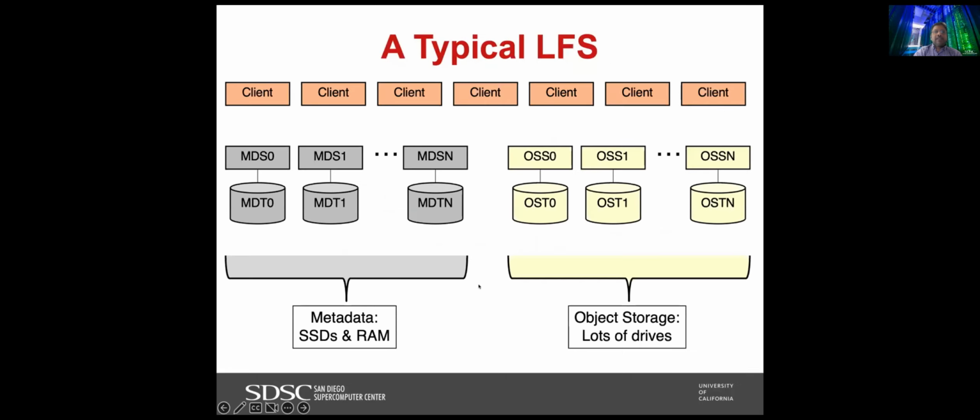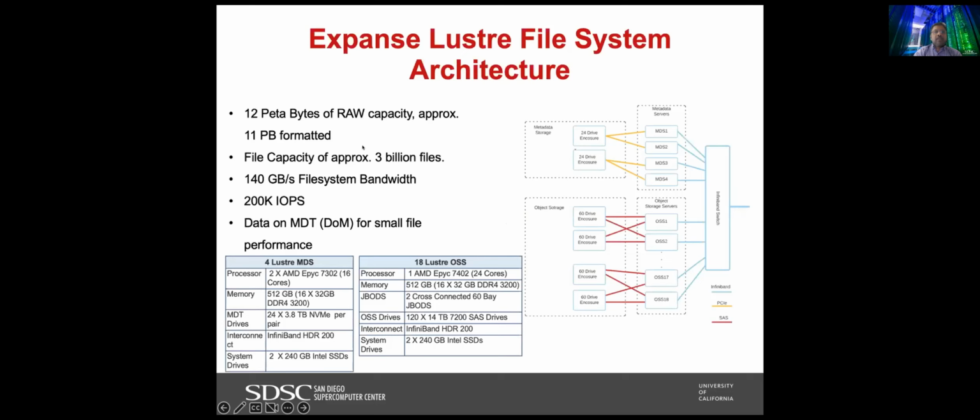So typical Lustre file system, you have the metadata side, which keeps track of all the metadata associated with the files, and the storage, which is a lot of drives, right? As I mentioned, on Expanse, we have roughly 12 petabytes of storage. The metadata, we can store about 3 billion files, I think, and we get about 140 gigabytes per second on the file system bandwidth and 200K IOPS overall.